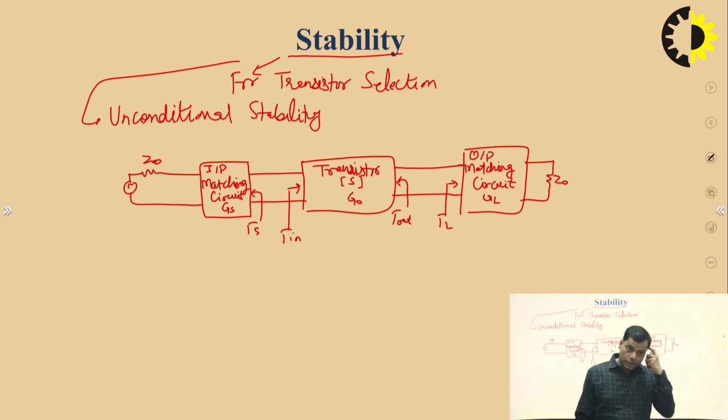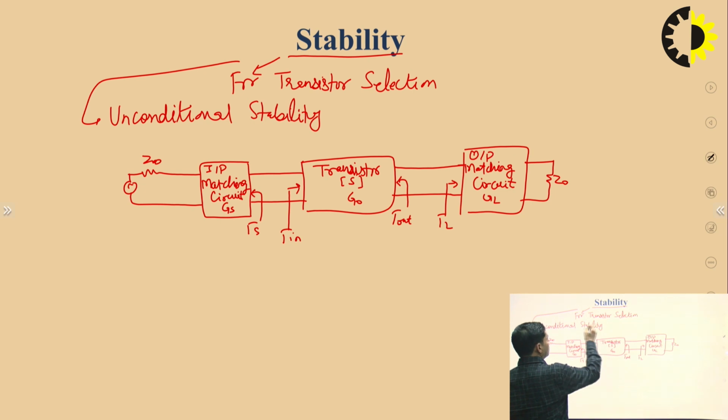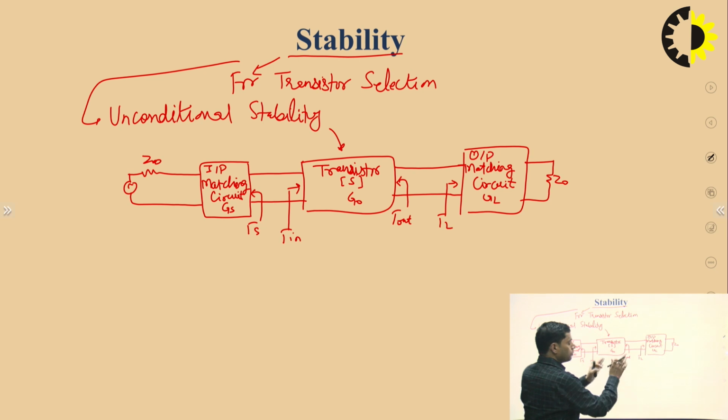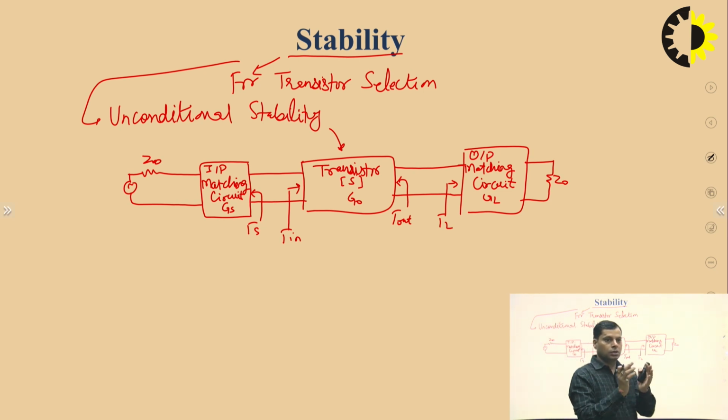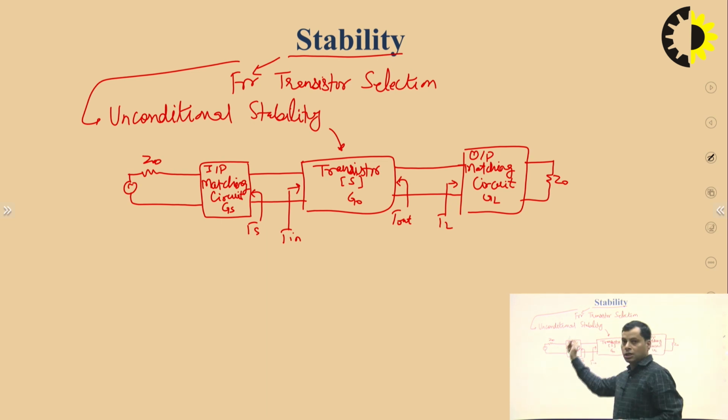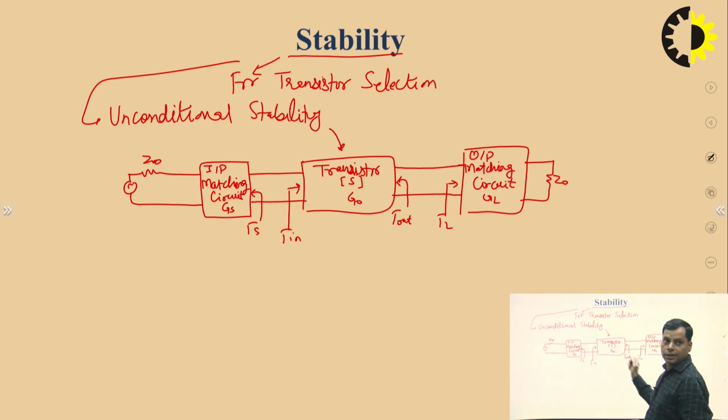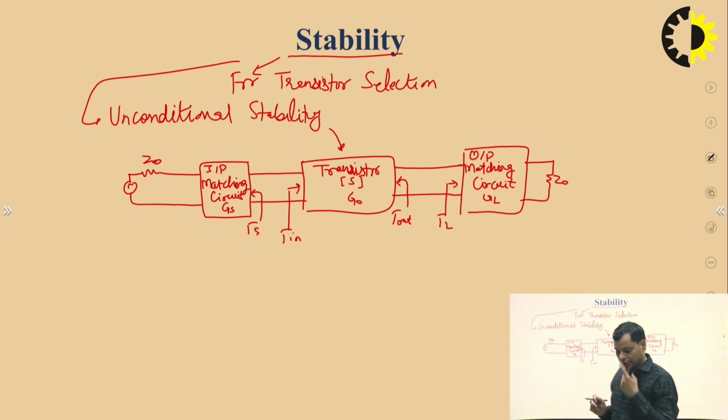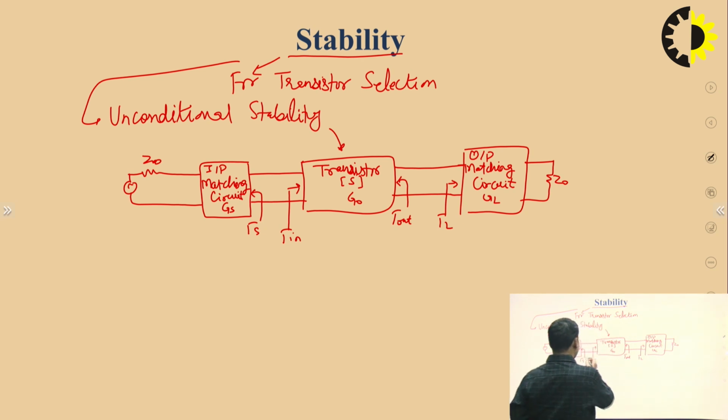So in this design, how can we achieve matching? We will discuss the stability term for this transistor selection part, and how the matching will be done. Matching networks are connected: the source is connected to the transistor with the input matching circuit, and the output is connected to the transistor with the help of the output matching circuit. Matching is simply achieved when rho s is equal to rho in and rho out is equal to rho L.